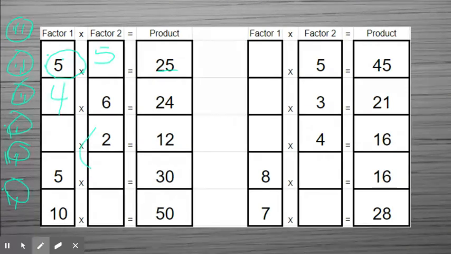I can count by 2s, and I'm going to count by 2s 12 times, so 2, 4, 6, 8, 10, 12. I counted 6 2s, so this is 6. 5 times what equals 30? Again, I know 5, so I can count by 5s. 5, 10, 15, 20, 25, 30. I counted 6 5s, so this is 6 as well. I can count by 10, so I'm going to count up to this number to figure out my missing number. 10, 20, 30, 40, 50.